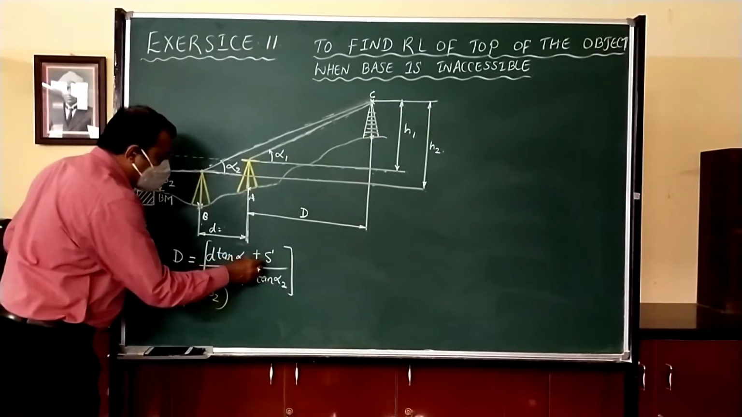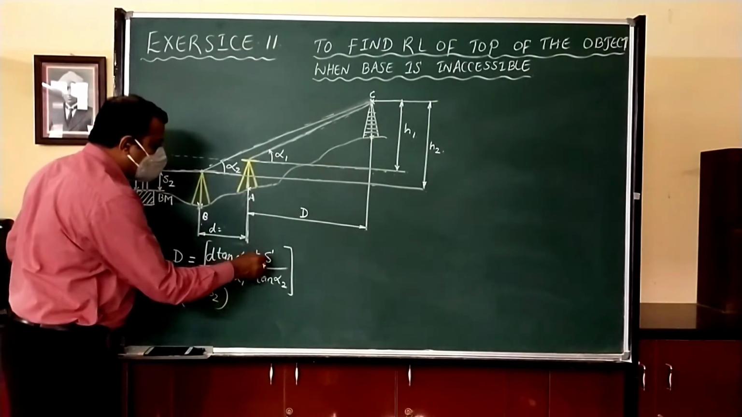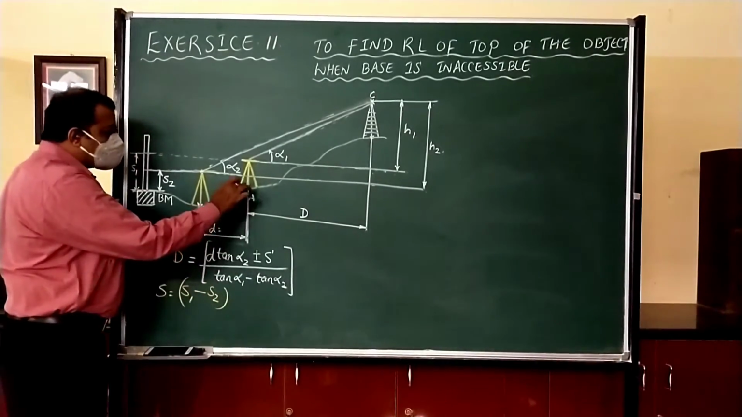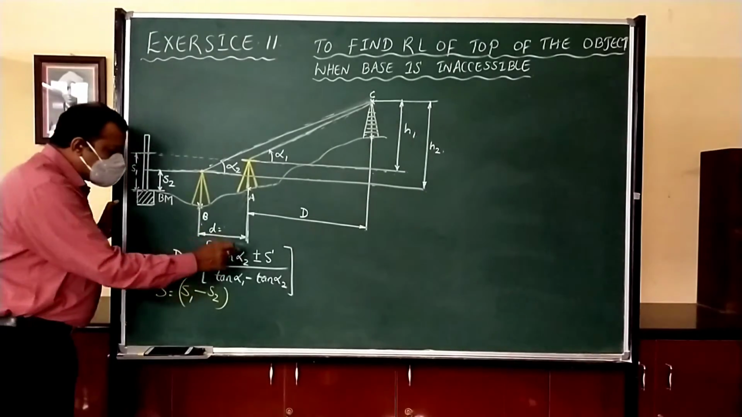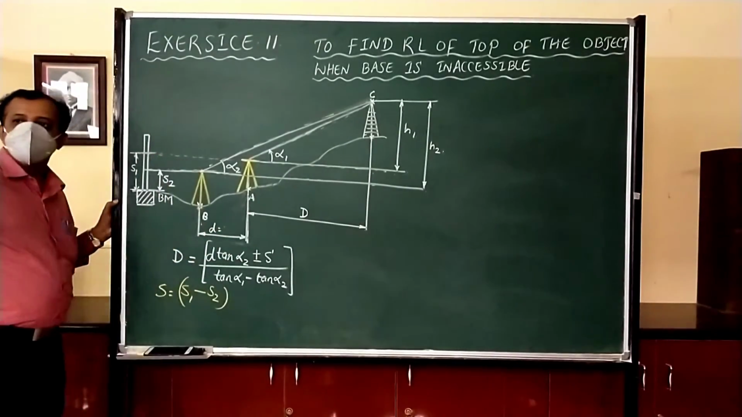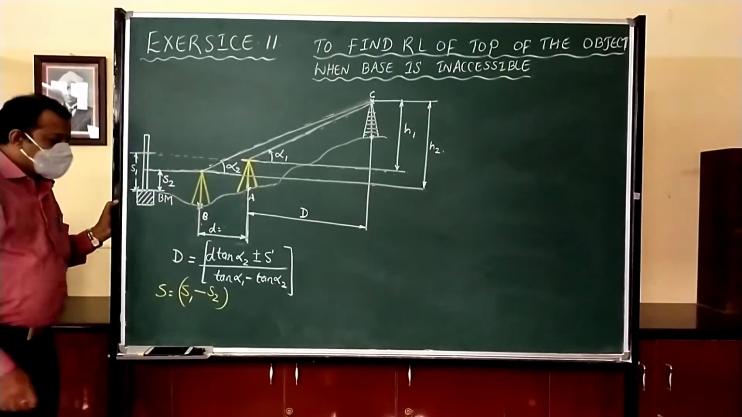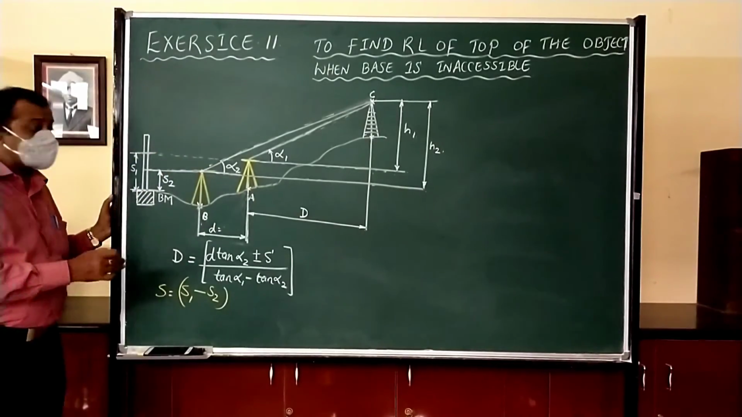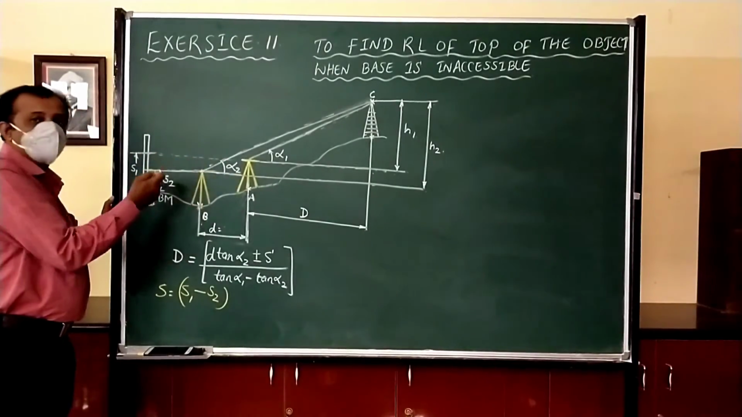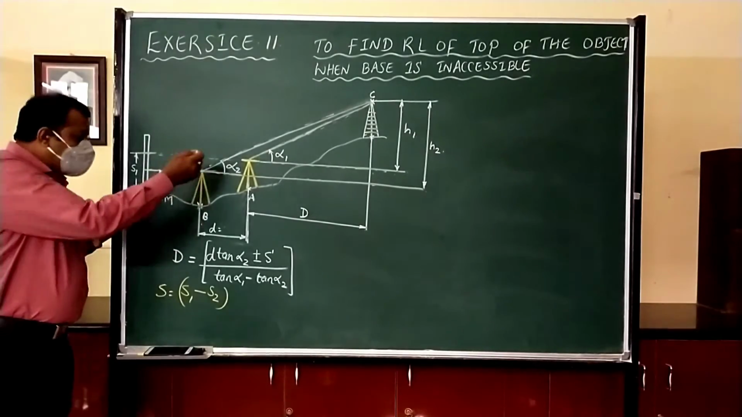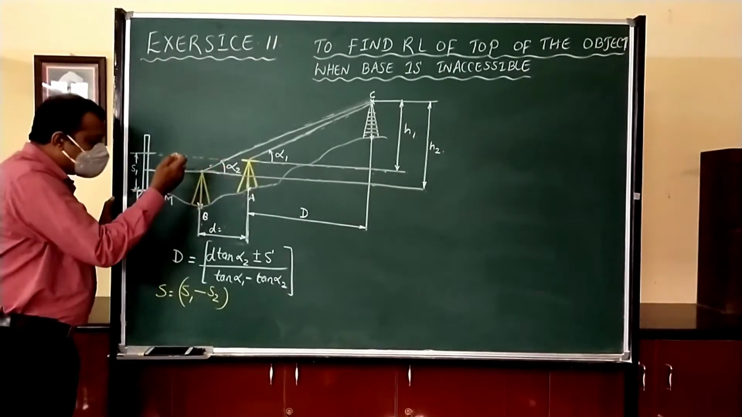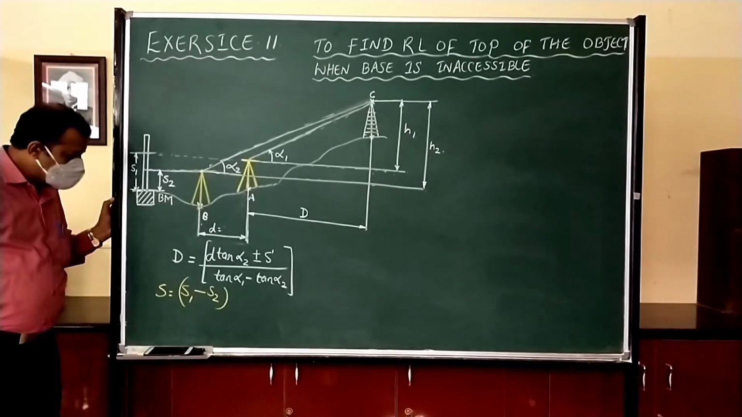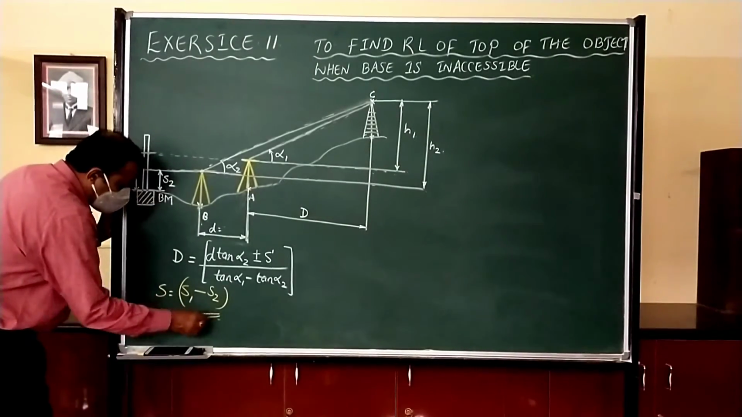Here we have a plus or minus sign. When do we use the plus sign and when the minus sign? The plus sign we use when A is lower than B. The minus sign we use when A is higher than B. So the sign depends on the field conditions. Sometimes A may be higher, sometimes B may be higher, so based on the field conditions we take the positive or negative sign. This is how S is calculated.